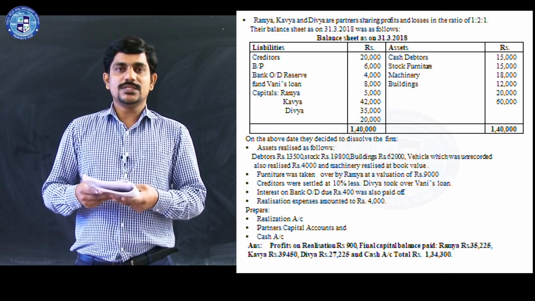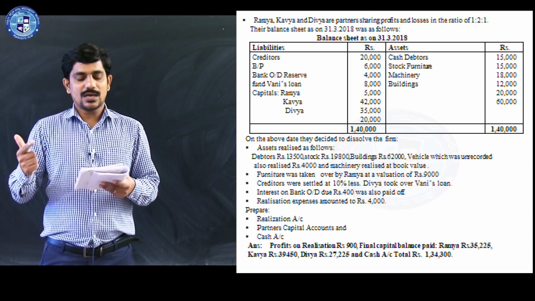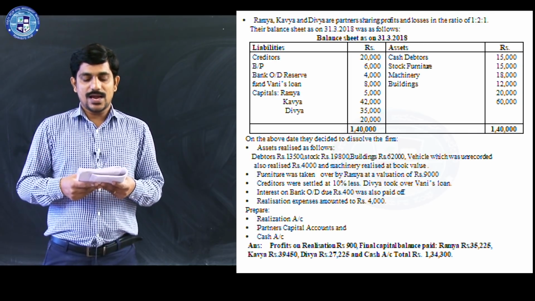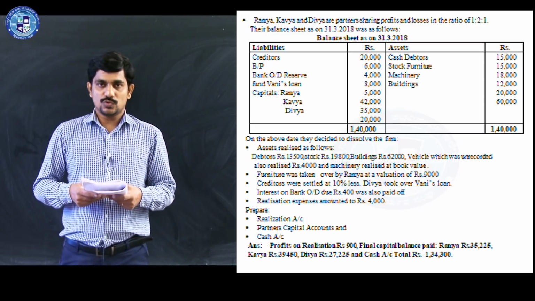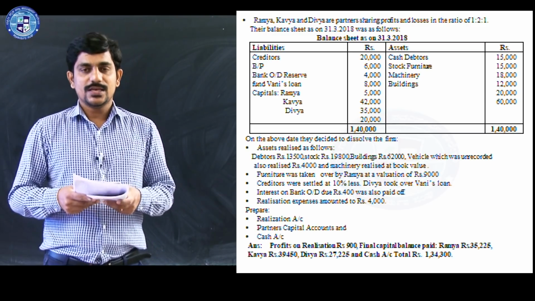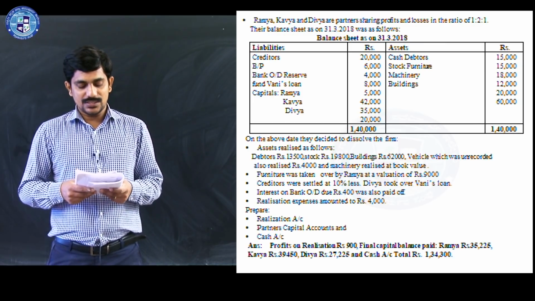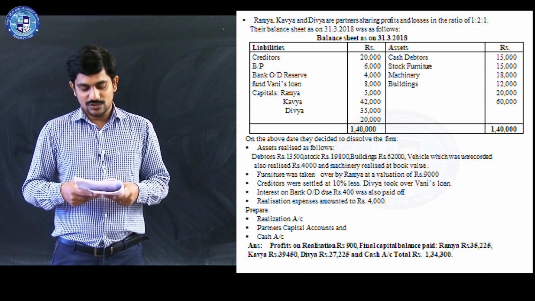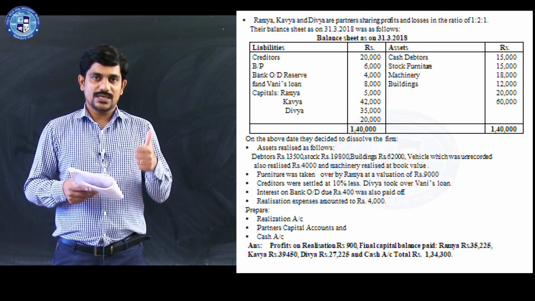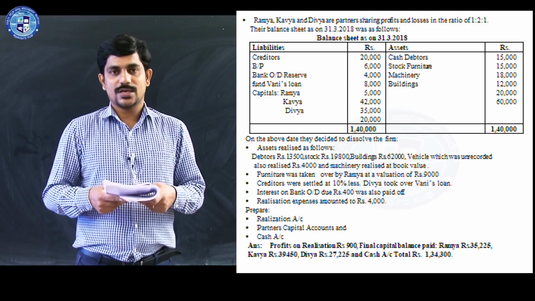So, in this problem, there are three partners: Ramya, Kavya and Divya, and they will share profit and losses in the ratio of 1:2:1. Now, what and all information is given in this problem? Balance sheet is given as well as adjustments are given. We need to prepare three accounts: realization account, partners capital account and cash account.